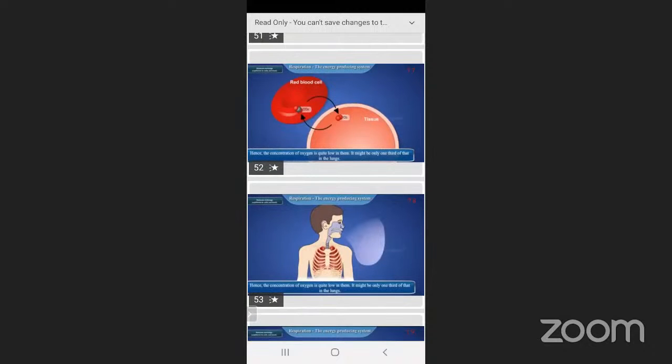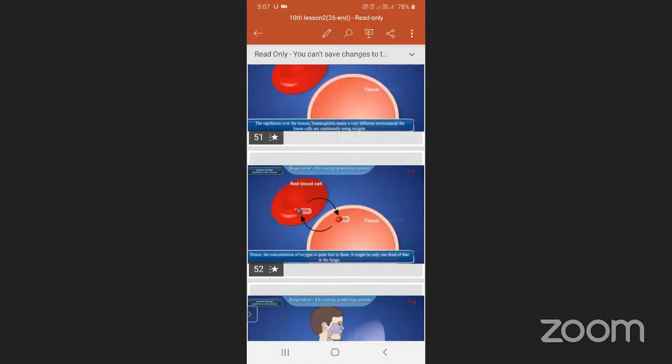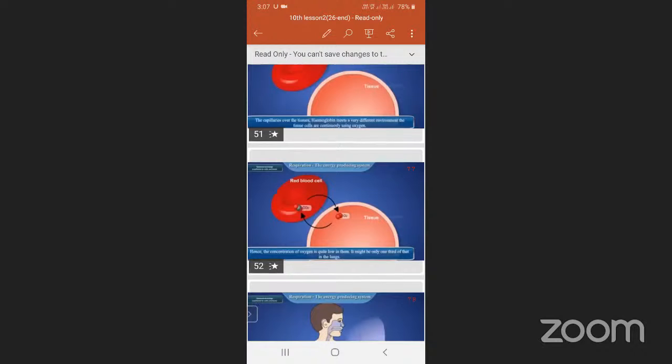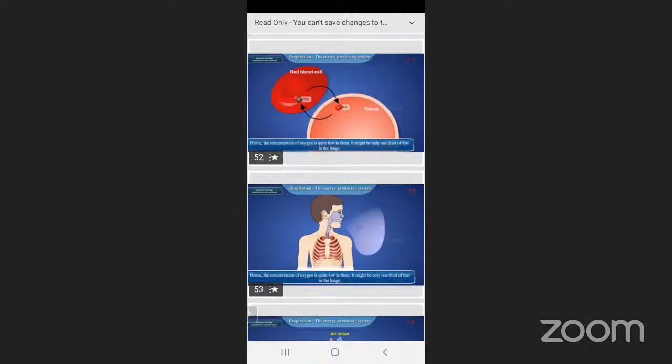Here the concentration of oxygen is quite low in them. It might be only one-third of that in the lungs. See here, in the capillaries or the tissues, hemoglobin meets a very different environment. The tissue cells are continuously using oxygen, and the concentration of oxygen is quite low in them, only about one-third of that in the lungs.